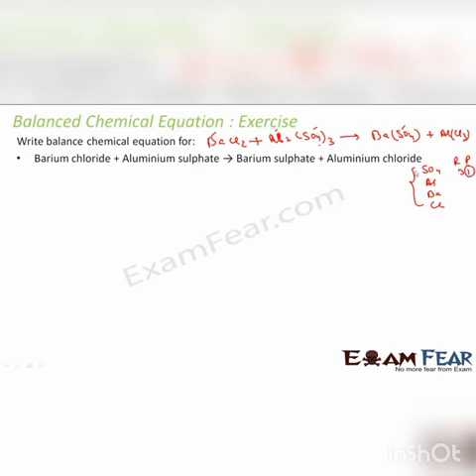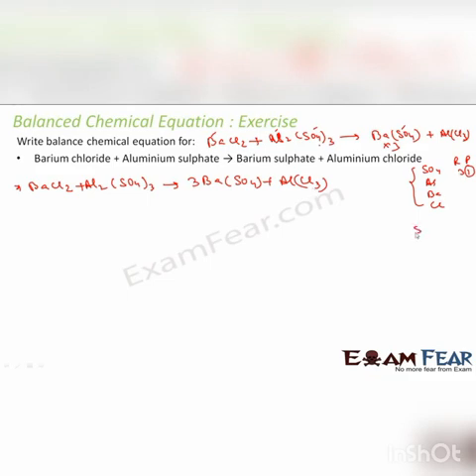So sulfate we have 3 here and we have 1 here. Correct? This is not balanced, so you have to multiply this guy with 3. Correct? There are 3 sulfate, there is 1 sulfate here. So let's multiply. So what you get is barium chloride plus aluminum sulfate is equal to 3 barium sulfate plus aluminum chloride.